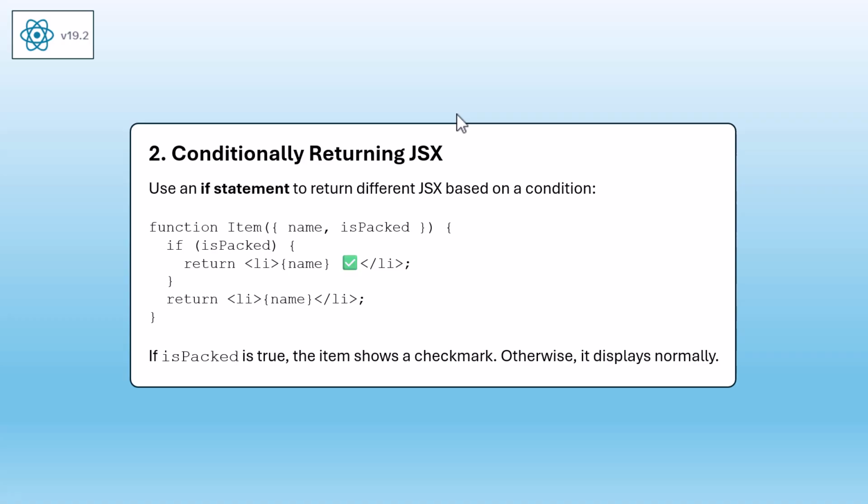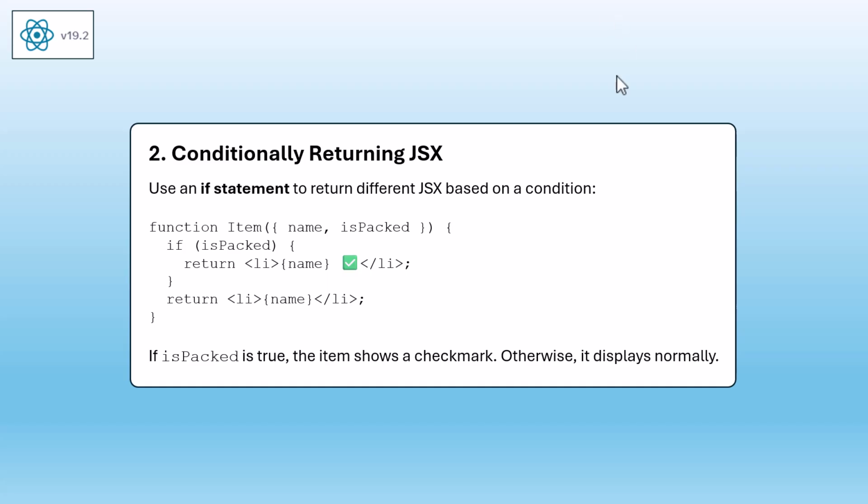2. Conditionally returning JSX. Imagine you have a component that shows a list of items, for example, a packing list for a trip. Each item can be either packed or not packed. You can use a prop, such as isPacked, to represent that state. Now, depending on whether an item is packed, you might want to show a checkmark next to it. You can do this by returning different JSX depending on that condition. If the item is packed, you return one version of the JSX with the checkmark. Otherwise, you return another version without it.